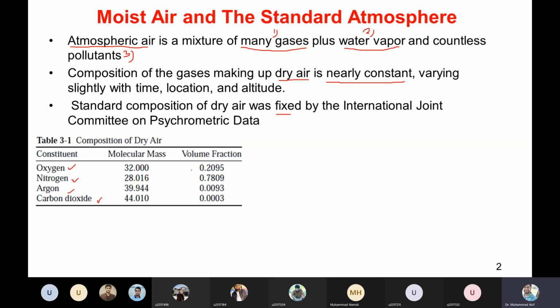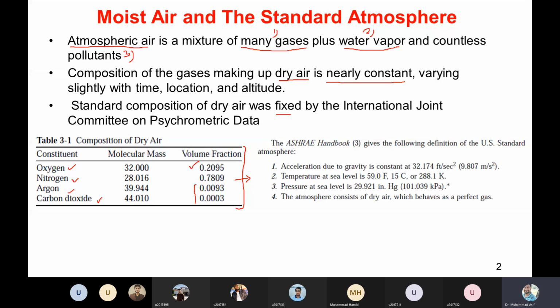And you can see on the basis of volume fraction, about 20.95% is oxygen. I mean, approximately, let's say 21% is oxygen, then 78% is nitrogen, and the remaining approximately 1% is a combination of the argon gas and carbon dioxide. So this composition of the dry air is not fixed, although actually it can vary depending upon the time, location, and altitude. But that International Joint Committee has fixed the composition of the dry air, right?